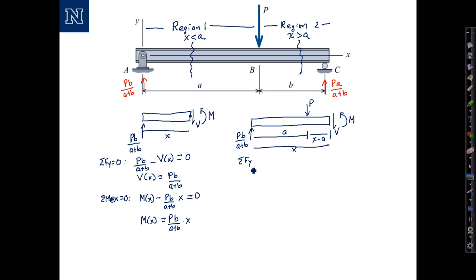Take sum of the forces in Y equal to 0. We have Pb over a plus b minus P minus V of x equal to 0. So we get V of x equals Pb over a plus b minus P, and we can show that this simplifies to negative Pa over a plus b. To find the moment, take sum of the moments at x equal to 0.